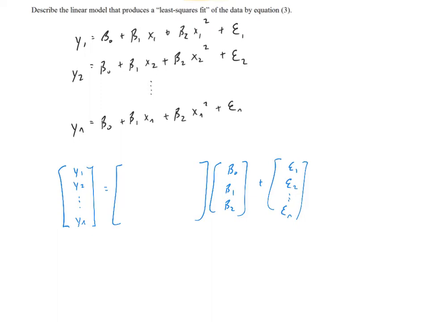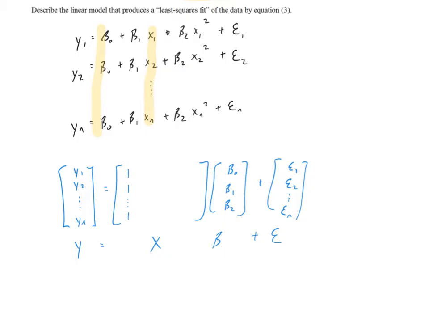Okay, so let's set up our design matrix. Oh, right, I wanted to write this as y equals capital X times beta plus epsilon. Design matrix. Time for that. What's the coefficient of all those b naughts? Well, it's 1. 1, 1, dot, dot, dot, 1. All right, we're off to a good start.